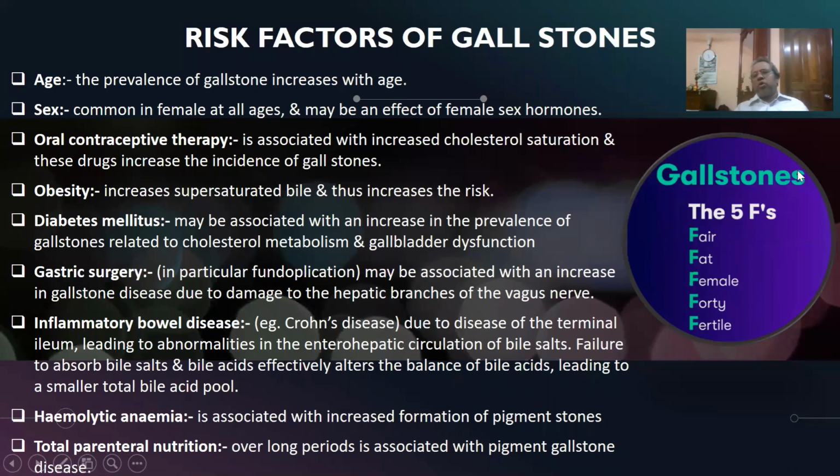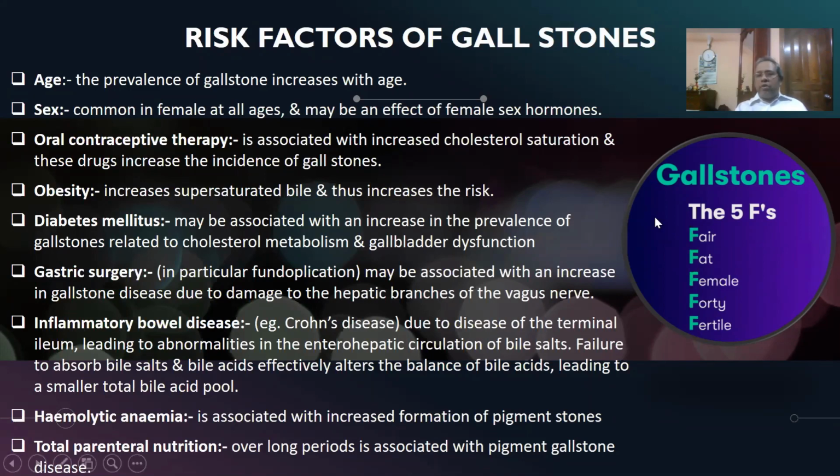Gallstones have the 5 Fs. The F is favorite for the surgeons. In the examination, what are the risk factors? The risk factors are the 5 Fs. That means F for fair, F for fat, F for female, F for those having age of 40, and F for those who are fertile. These 5 Fs have more chance of development of gallstones.